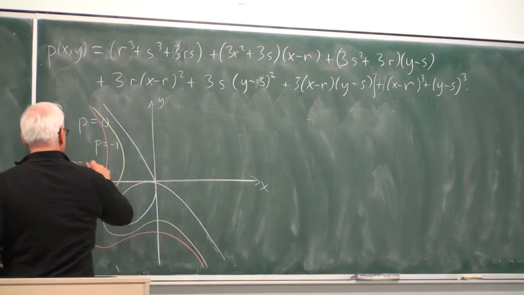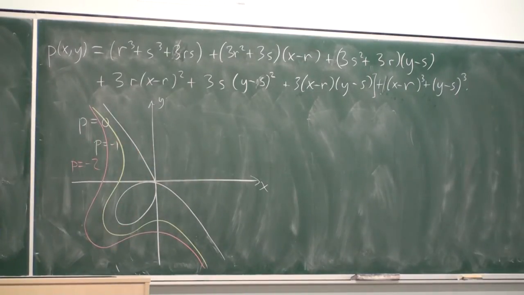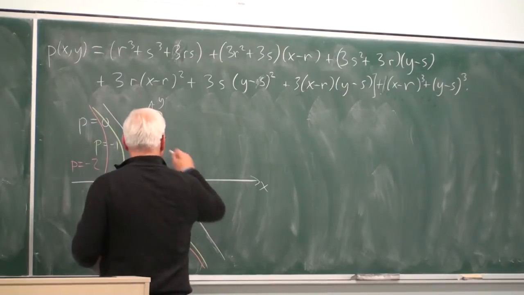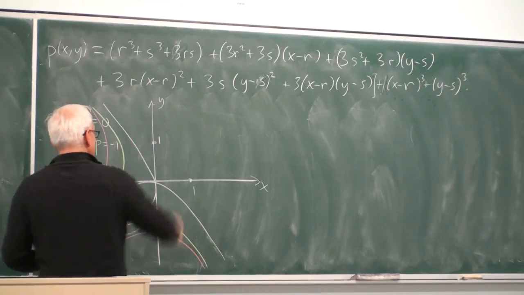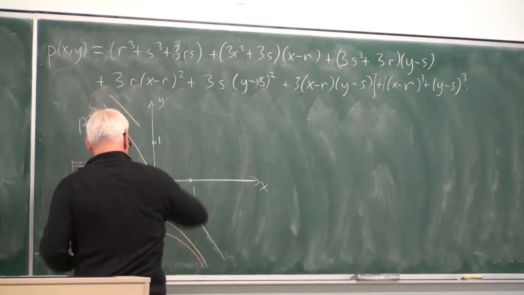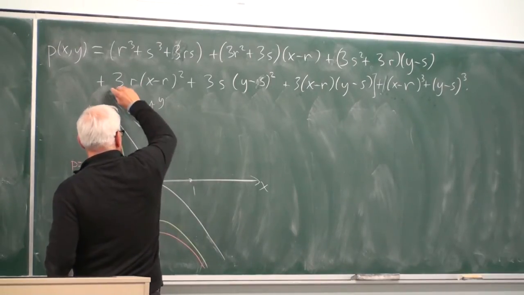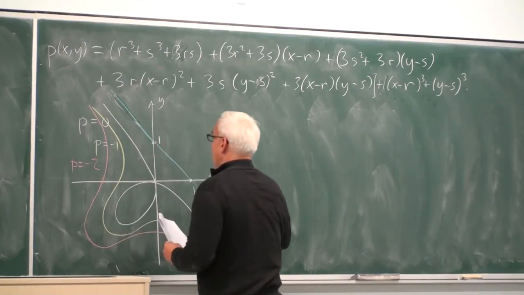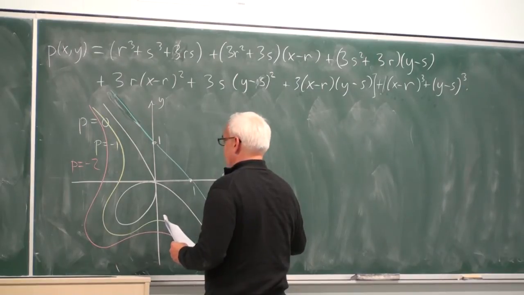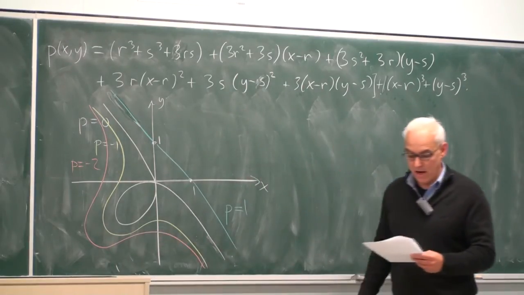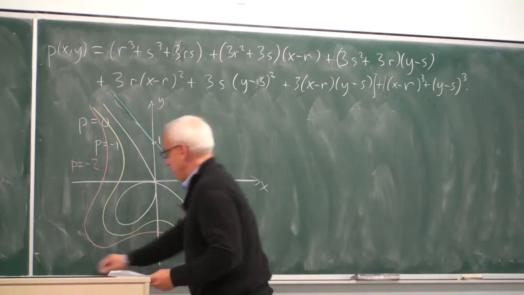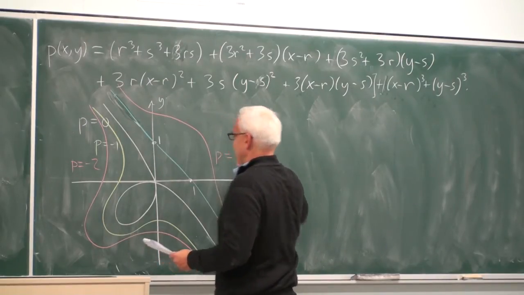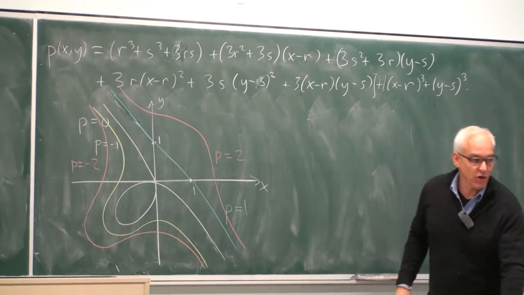P equals minus 2, and so on. Here's 1 and 1. If you look at the level curve when p equals 1, it appears to be a straight line. And then after that, you get things that look like this, might be p equals 2, something like this. All right, so we have this picture of the surface.